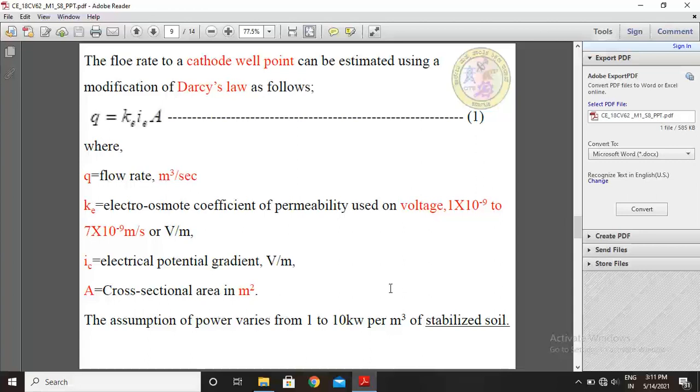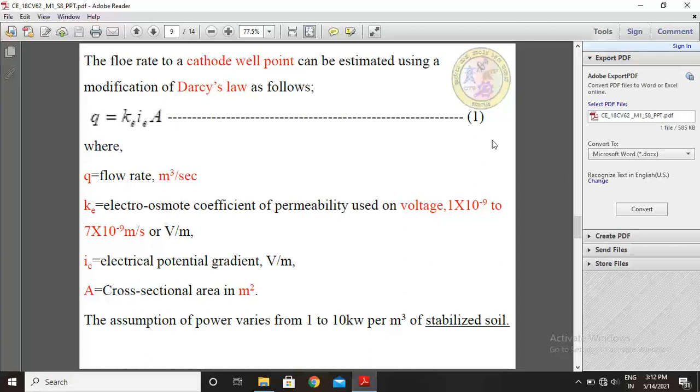Based on this electro osmosis method, the rate of flow to a cathode well point can be estimated using a modification of Darcy's law as follows. All of you know what we mean by Darcy's law. In Geotech 1 we have already studied Darcy's law. The same concept here is given by an analytical equation, that is Q equal to K i A. But here it is simplified, Q equal to k_e into i_e into A.